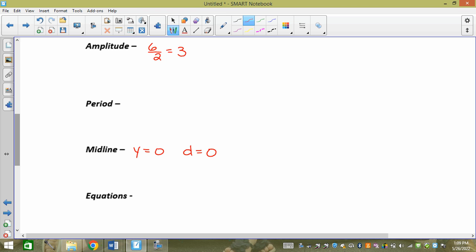Now there is a formula for midline. It's on your front cover, if you want to use it. The formula for midline is the average between the two. Like if I asked you for an average of 2 scores, you'd add 2 scores and divide by 2, right? So the midline is just the average.